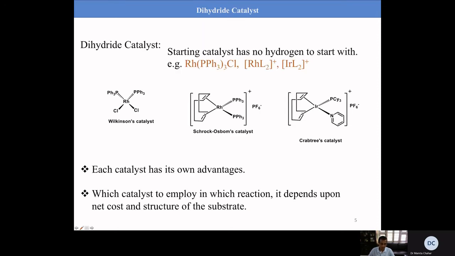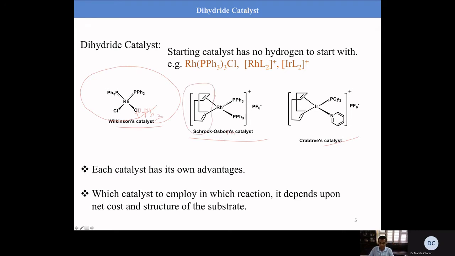Now for the dihydride catalyst, well, we did not correct it yet. PPh3, you can take either Wilkinson catalyst or Strock-Osborne catalyst or Crabtree catalyst. This is the most used one, Wilkinson catalyst, which is a very common one, not so expensive.